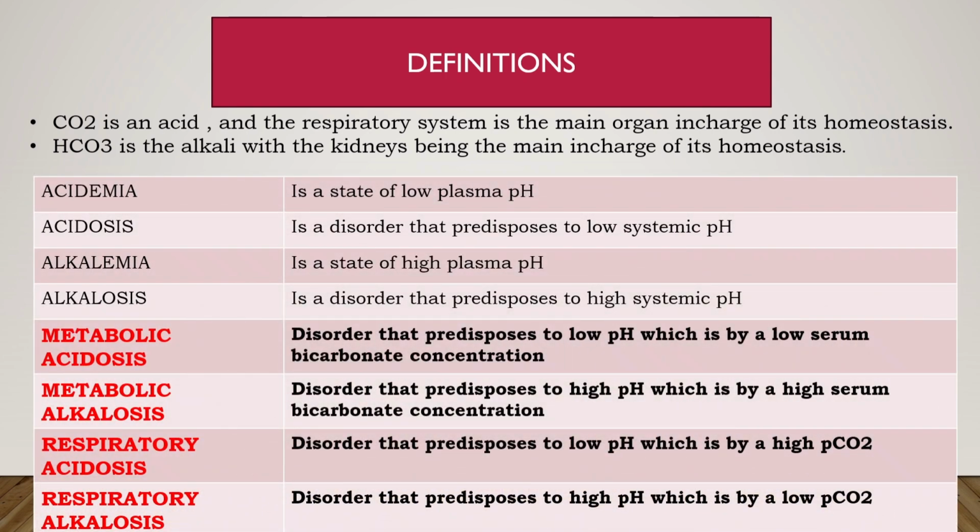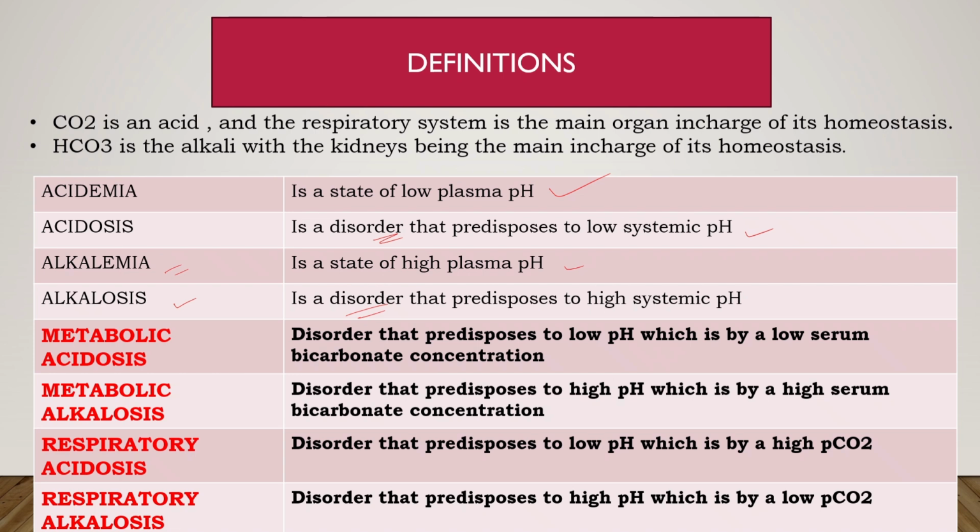These are the definitions you need to know. What is acidemia? A state of low plasma pH. Acidosis is a disorder that predisposes to low systemic pH. Alkalemia is a state of high plasma pH. Alkalosis, as you can predict, is a disorder that predisposes to high systemic pH.